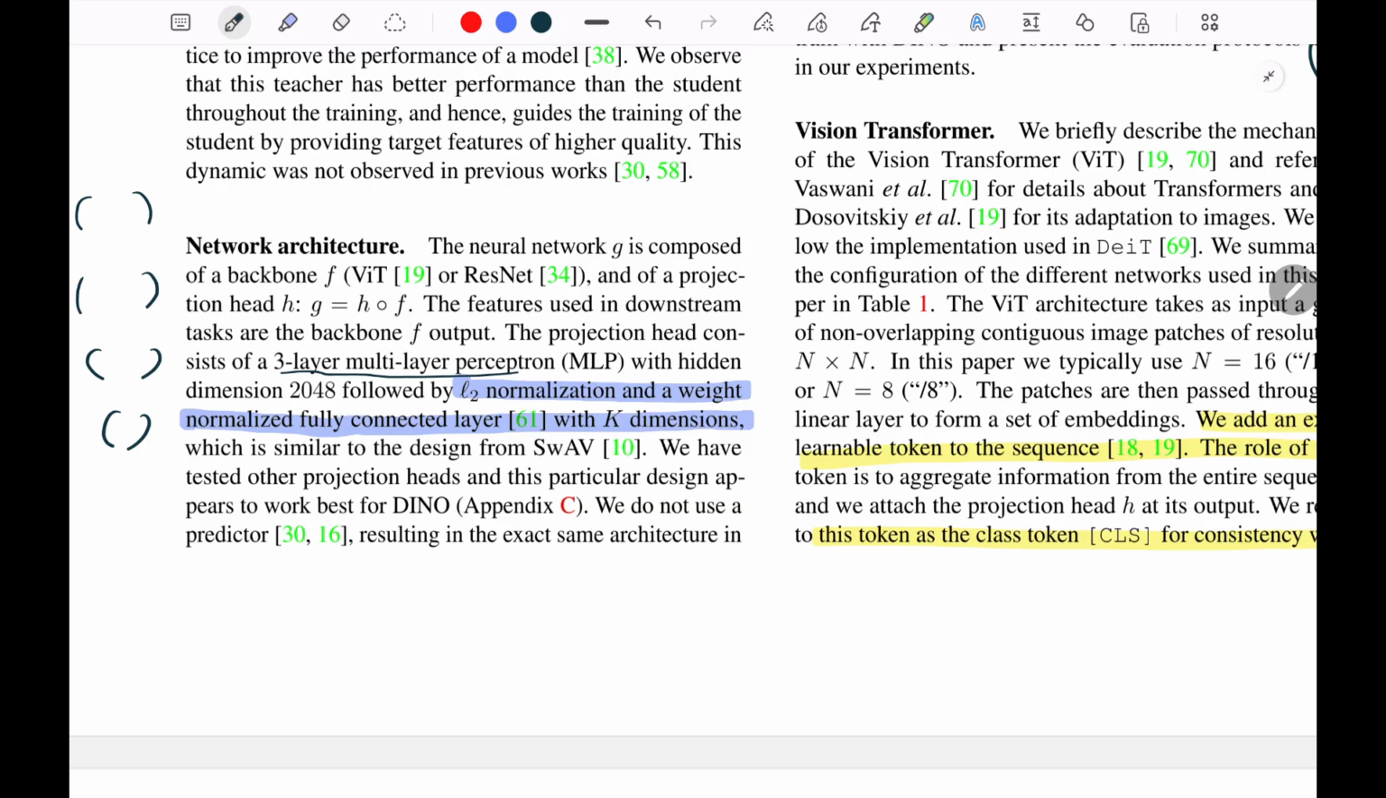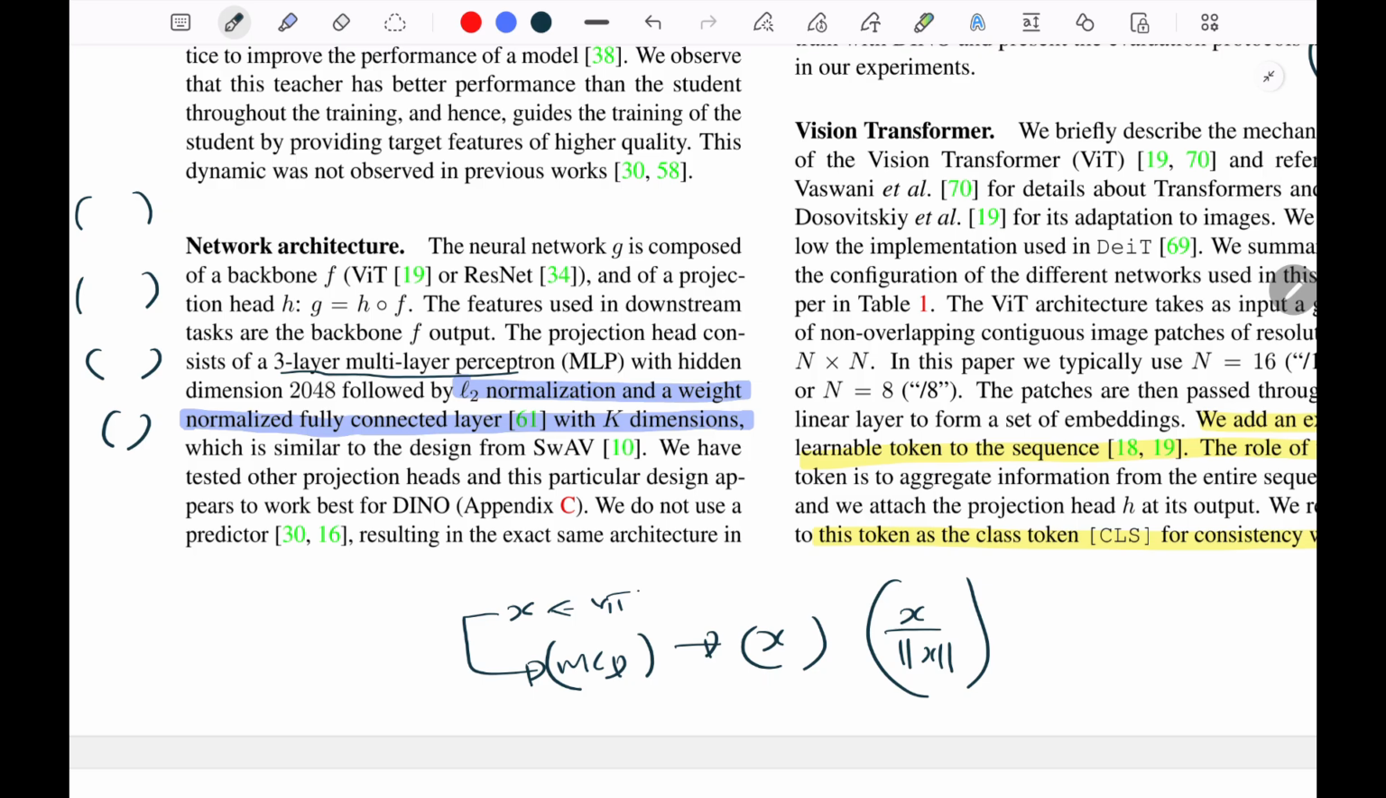And what comes after that is an interesting thing. After the MLP, they actually normalize. So you get your X from the ViT, and then you pass it through the MLP, and this output they actually L2 normalize. So why they L2 normalize is because when you L2 normalize it, you can think about it as all the outputs sitting on the same radius, right?